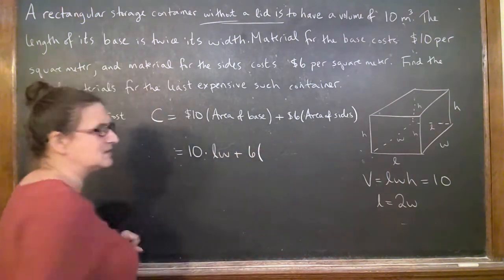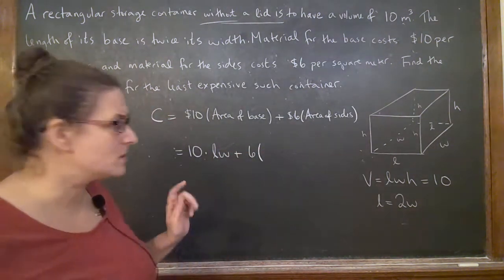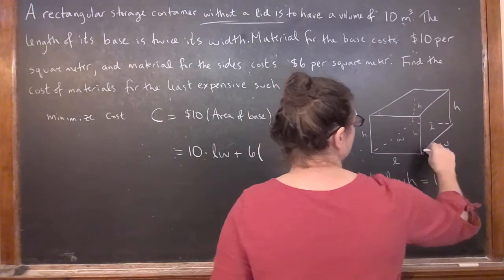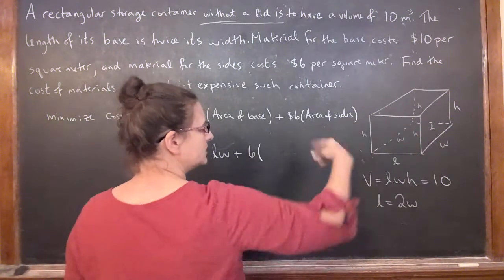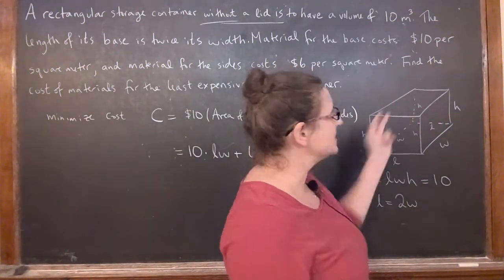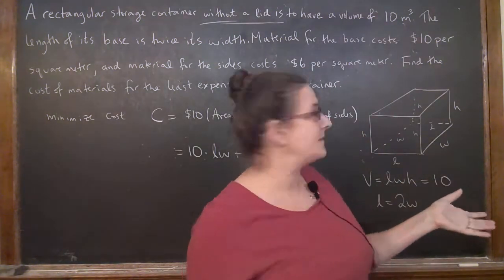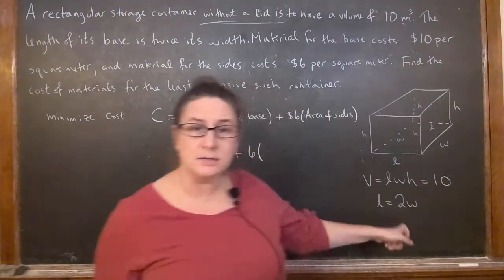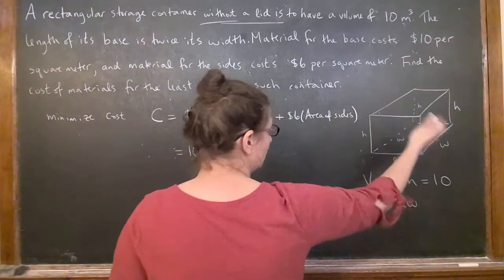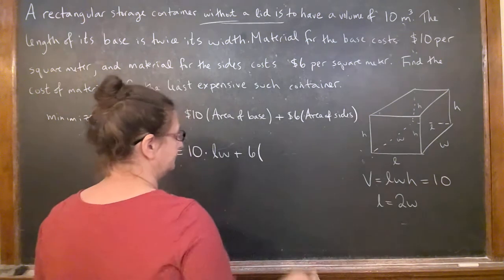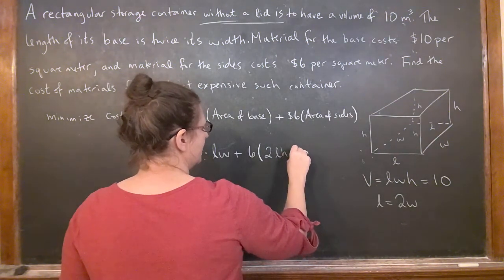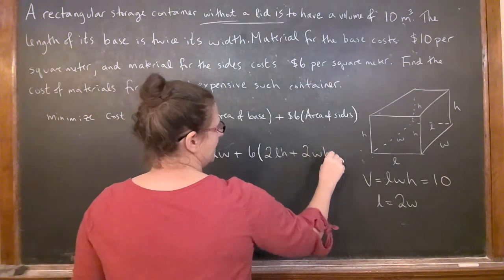And the area of the sides, there are 4 of them, right? They're not all the same, because 2 of them are length times height, and 2 are width times height. So if I go around and look at my 4 sides, it's not a square. In fact, they told us that, because length is 2 widths. So you have one short side and one long side, but there are 2 of each. So 2 length times height plus 2 width times height.